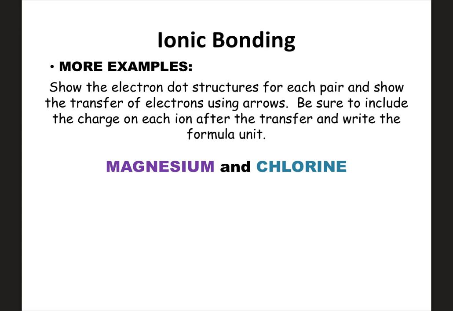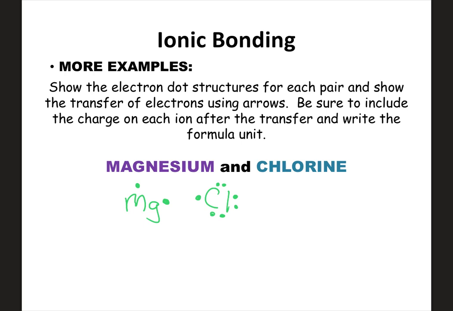So we can try one more example here. If you want to pause the video and try it on your own, that's fine, but I'm going to jump right in here and solve it. So we're going to do this for magnesium and chlorine. Same deal. Magnesium has 2 valence electrons. He's in the 2A column. And then chlorine has 7 valence electrons. So you're going to have one side of the chlorine with just one.